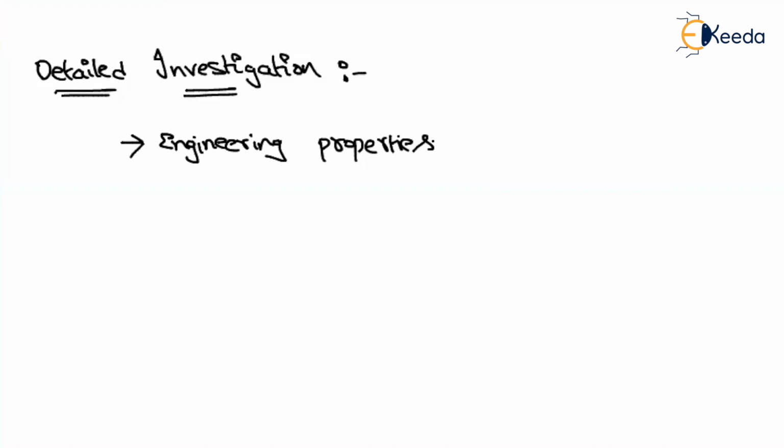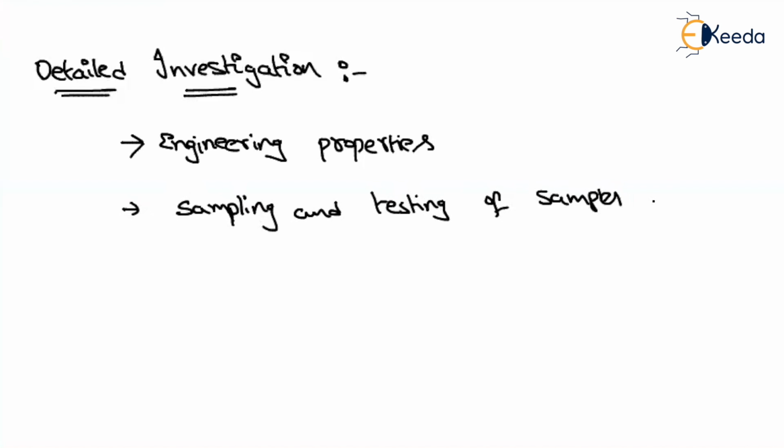If we have uniform strata, then no problem. But if we have different strata, then corresponding to each stratum, we have to evaluate the engineering properties. And also, in this stage only, we will study all the test samples in the laboratory. That means we will collect the samples, called sampling, and then test the soil properties, testing of samples. Whatever samples were collected in the preliminary investigation, we have to test them in the laboratory.